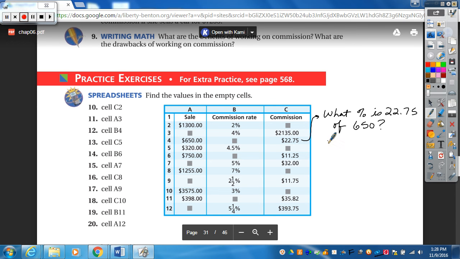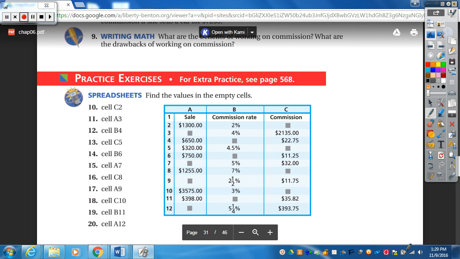You could do 22.75 over 650 equals x over 100, or you can go ahead and do, let's see here, I think that's just the easiest way to do that one. I wouldn't try it the other way, actually, okay? So yeah, that's what I would do to figure out what the commission rate for number 4 would be. I say number 4, that was number 12, right? Yeah, number 12.